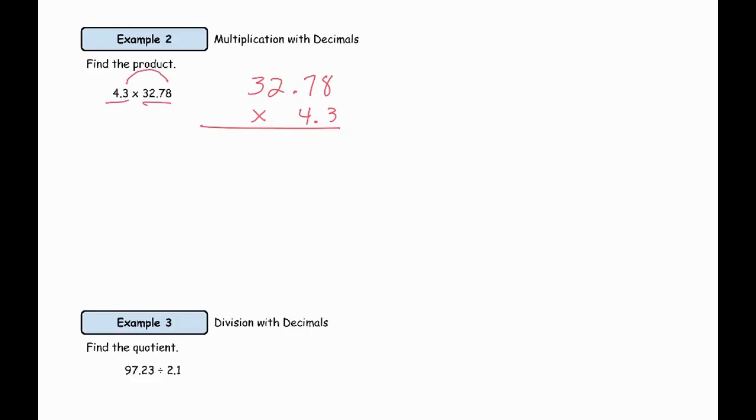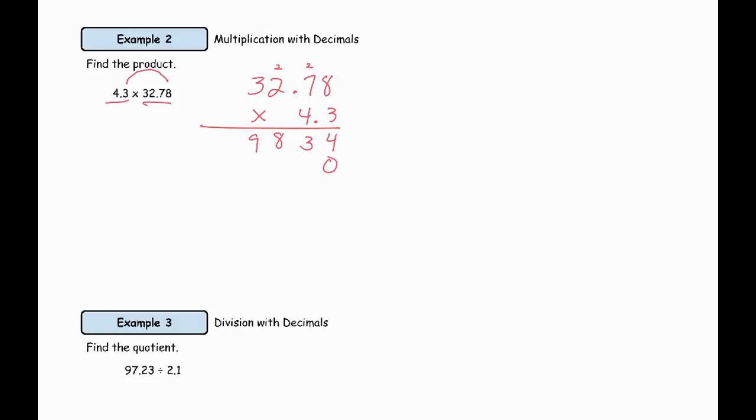And we're going to multiply, and as we're multiplying, we're not worrying about our decimals. We will place our decimal on our answer when we are done multiplying. So let's do that. 8 times 3 is 24. We bring up our 2. 7 times 3 is 21, plus 2 is 23. And then 2 times 3 plus 2, we know is 8. And then 3 times 3 is 9.